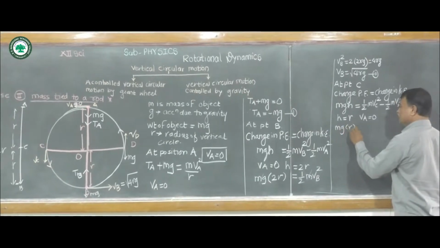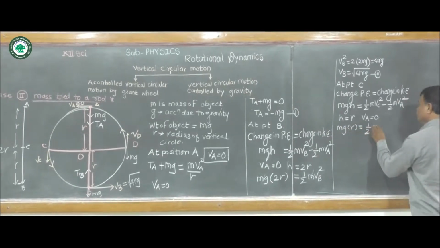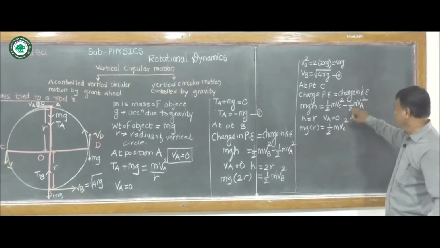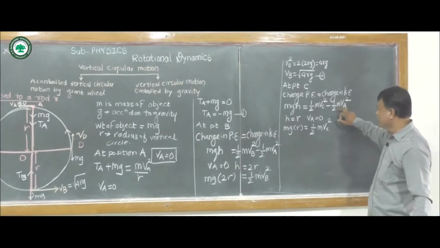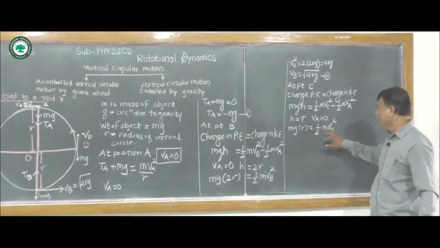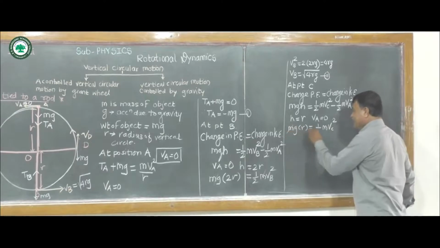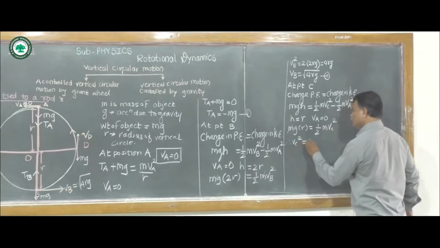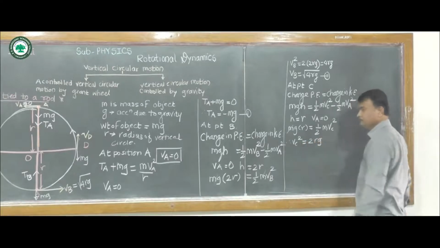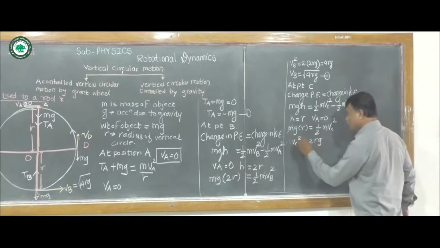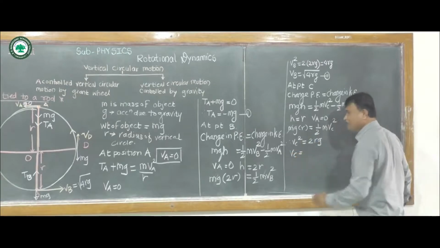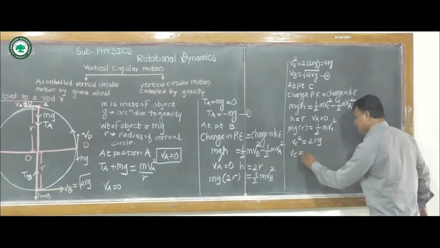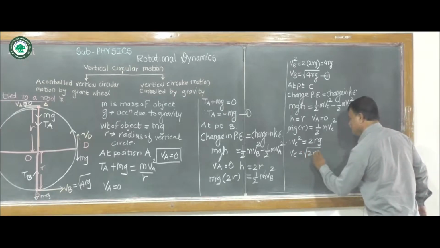mg into r, that is equal to half mvc square. Again in that case Va square is equal to 0. This term becomes 0. So remaining is only mgr equal to half mvc square. The halves get cancelled. Then we get Vc square is equal to 2rg. By taking the square root of both sides, we get Vc, the minimum velocity of the particle when the particle is at position C, that is equal to under root twice rg.